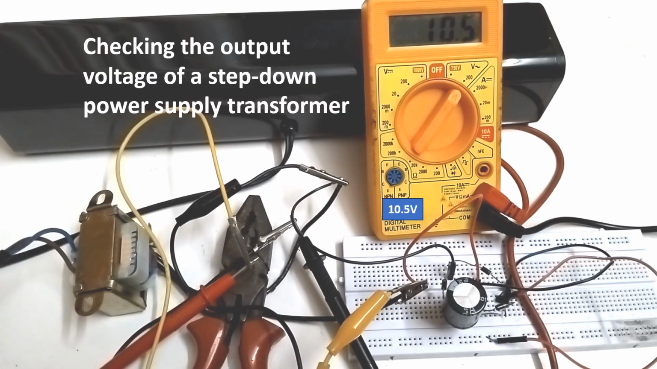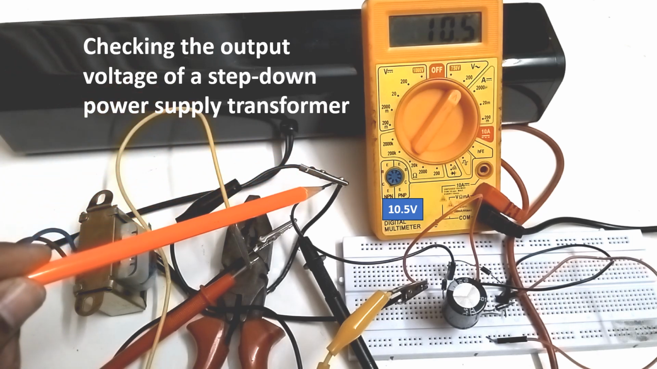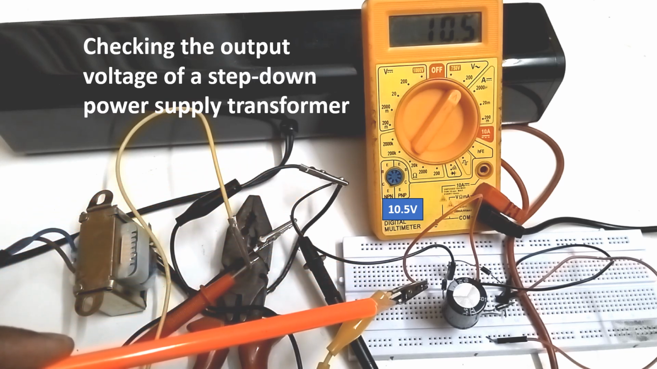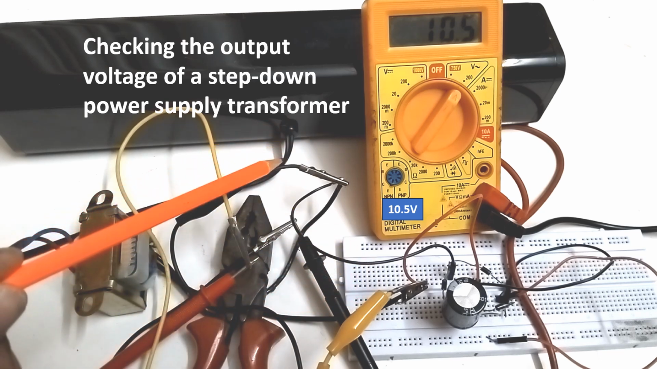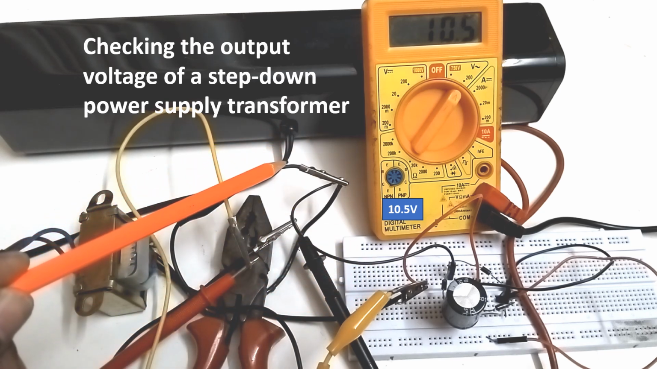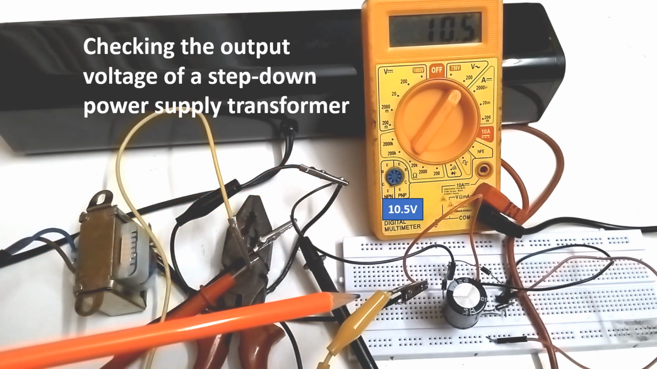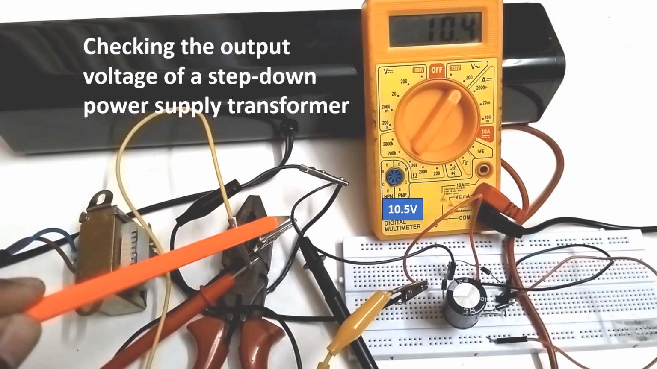I have used a pair of crocodile clips to connect the secondary winding of the transformer to the multimeter. You can see one connection here. This is one connection, and the other connection is here. I have used different colors of wire just for convenience. This is a black wire to one part of the secondary winding. This is a yellow wire, and these will go into the multimeter. One connection is here, another connection is here.